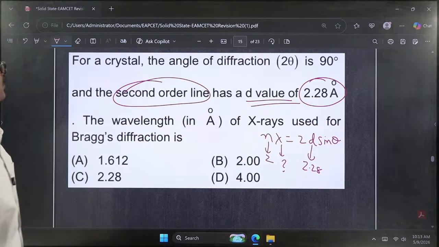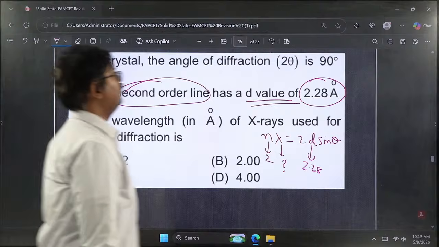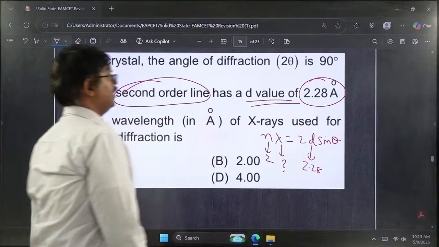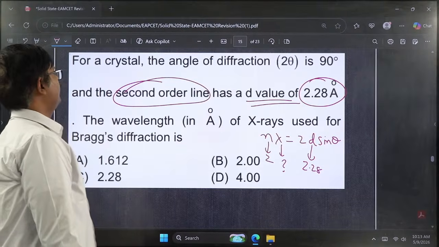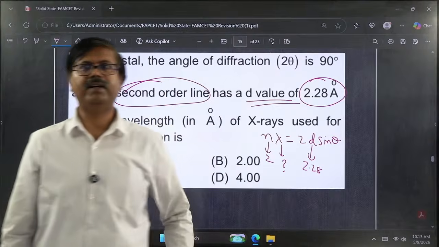And sin theta is the angle of diffraction. See, 2 theta value is given, so theta will be 45 degrees. So you take the theta value here, then substitute and find the lambda.